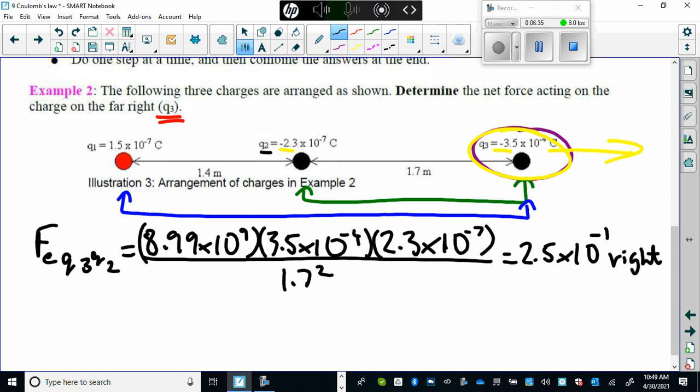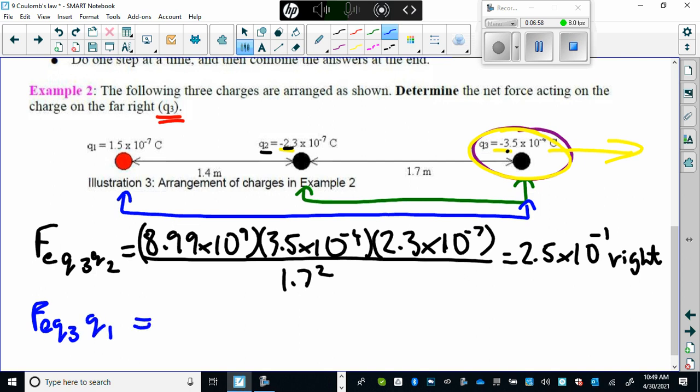Right? And that's how the negatives play their role. This one's negative, this one's negative. They're going to repel each other. And I ask myself, I'm talking about Q3. So I ask myself, which way will Q3 be pushed? It will be pushed to the right. Then I'm just going to repeat the process for Q1. So FE, Q3, and Q1.